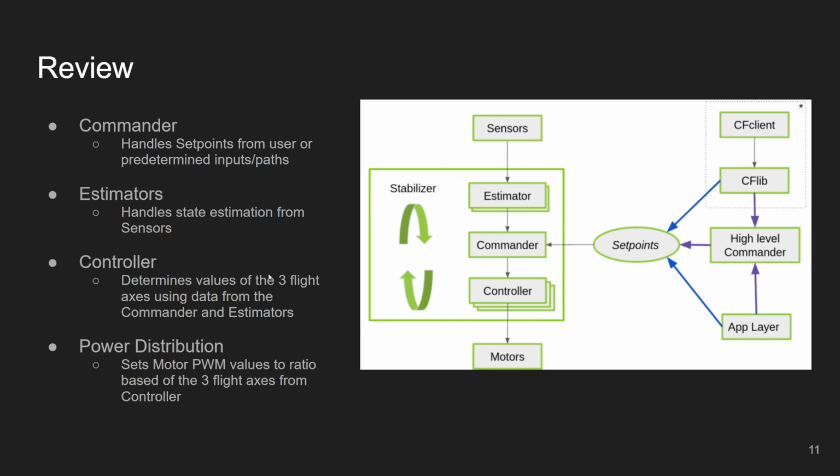So once again, roll, pitch, yaw. Those 3, it'll determine that from calculating error in the set points and the current state. So it'll figure out how far off it is and adjust to how far it needs to go. And then from there, those values are sent to the motor power distribution segment that will then generate the PWM waves to actually control the motors.